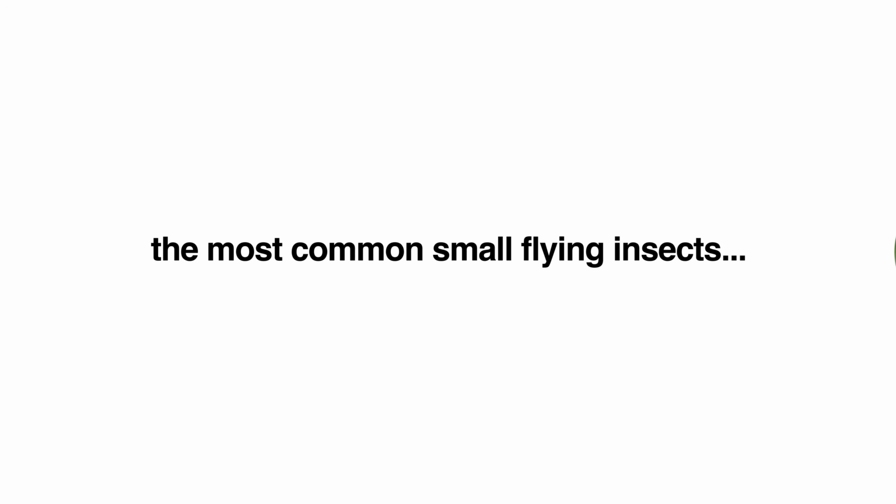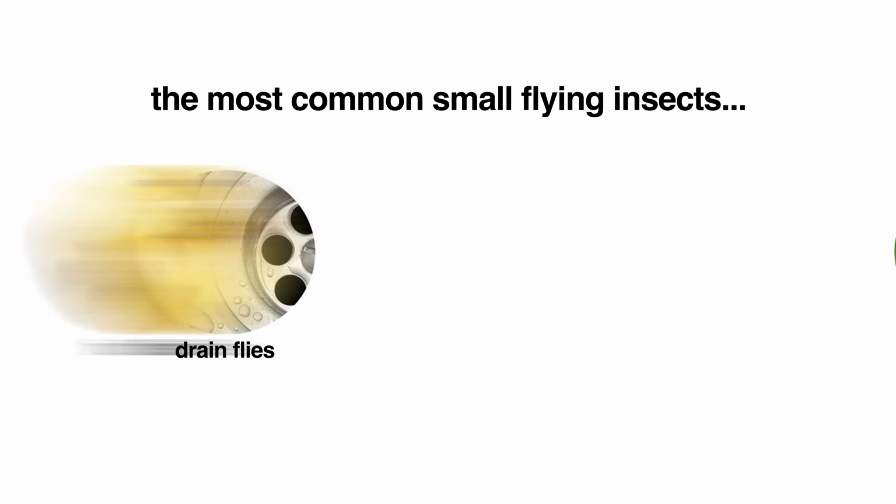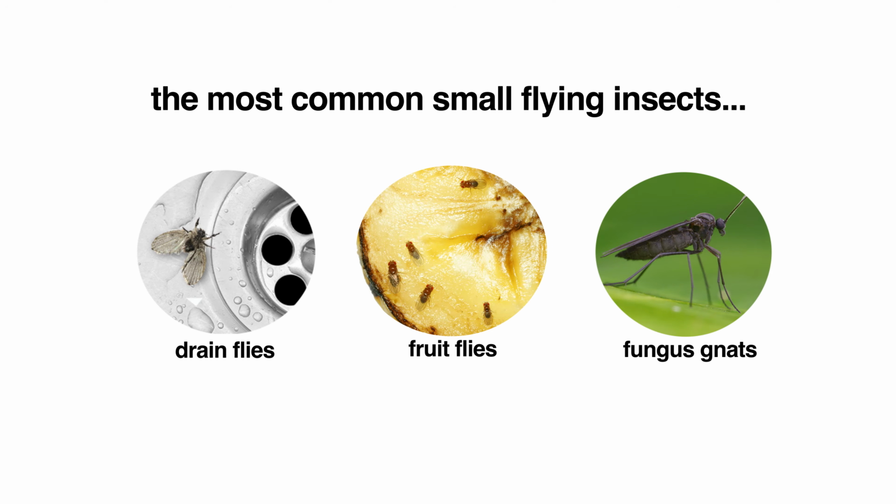The key to flying insect control is to identify the source of where the infestation is coming from, but also getting a positive ID of the flying insect, as your treatment method is going to be based on the positive ID. The most common small flying insects are going to be drain flies, fruit flies, and fungus gnats. Today we're going to discuss how to identify them and what the best treatment options are for those particular insects.